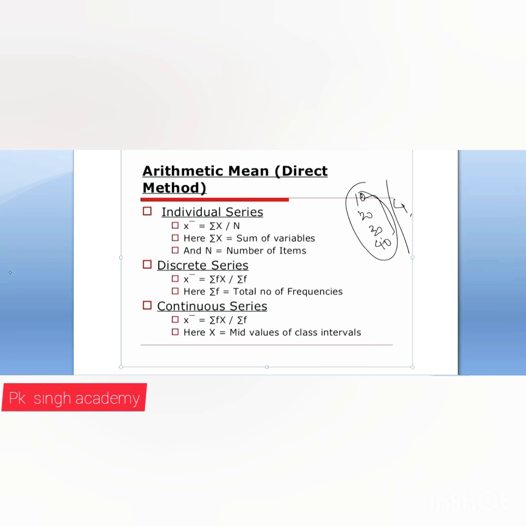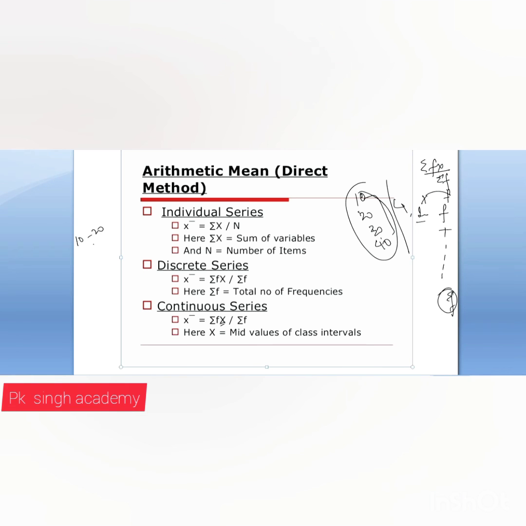Fine. This is individual series. Discrete series: in discrete series, two things will be given, the individual series and the frequency. So what we do here is multiply the frequency into x, where this is x and this is frequency. So we take the sum of fx, multiply, and divide by the summation of f. So what will be the sum of f?